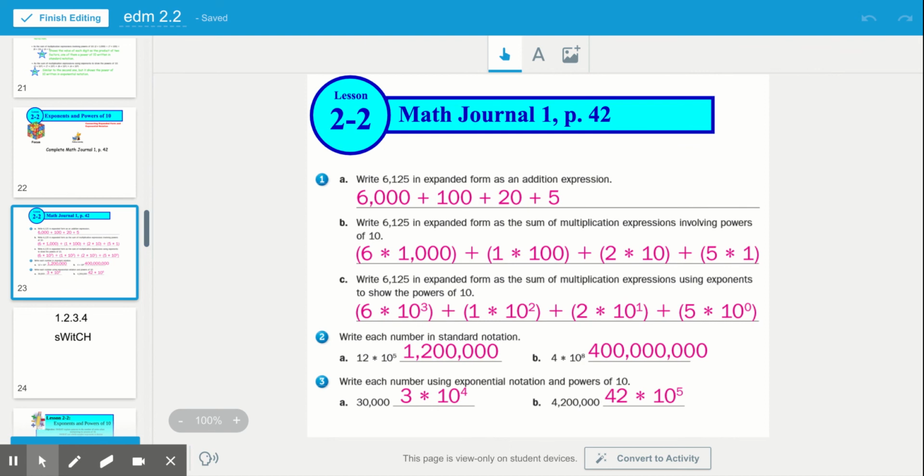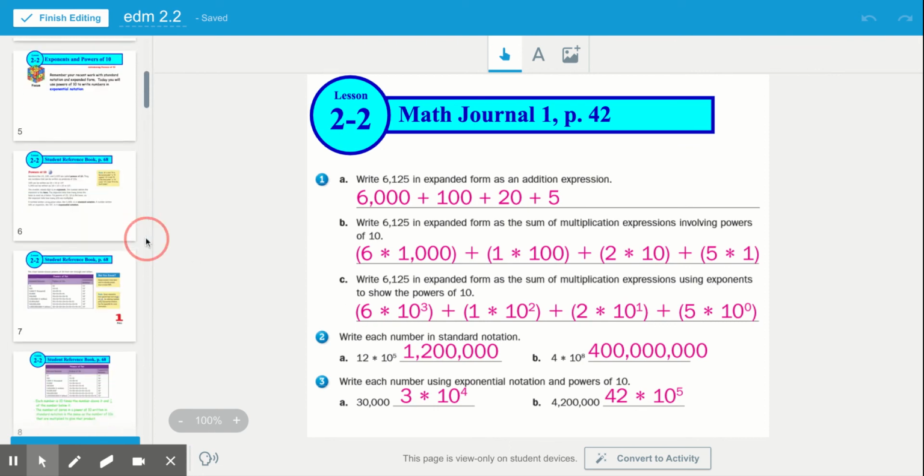Number 2, 12 times 10 to the 5th power is 1,200,000. B, 4 times 10 to the 8th power is 400 million. And then 3, 30,000 can be written as 3 times 10 to the 4th. And then 4,200,000 can be written as 42 times 10 to the 5th. We keep it as 42, and then we can see that we've got 1, 2, 3, 4, 5 zeros after the 42.